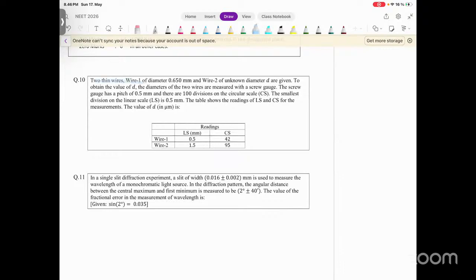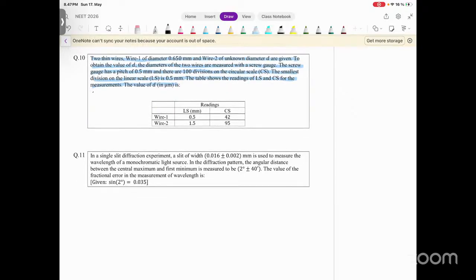Two thin wires, wire 1 of diameter 0.65 mm and wire 2 of unknown diameter D, are given. The diameters of the two wires are measured with a screw gauge. The screw gauge has a pitch of 0.5 mm and there are 100 divisions on the circular scale. The table shows the reading measurement. The value of D is how much? This is my favorite question from the screw gauge.